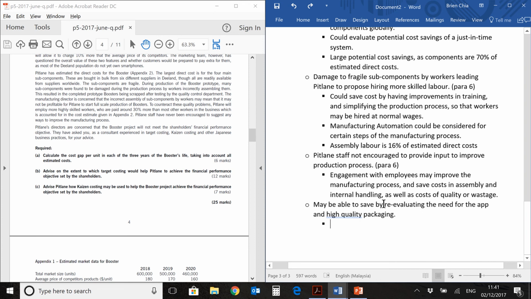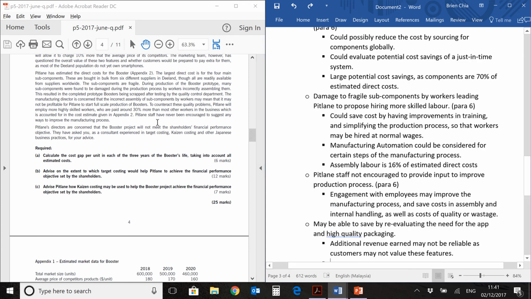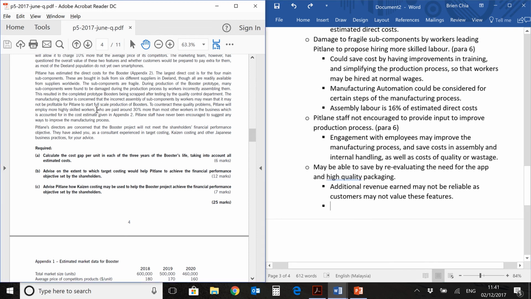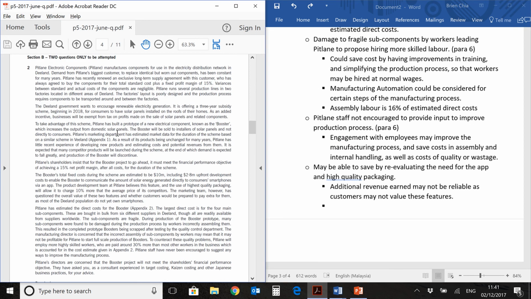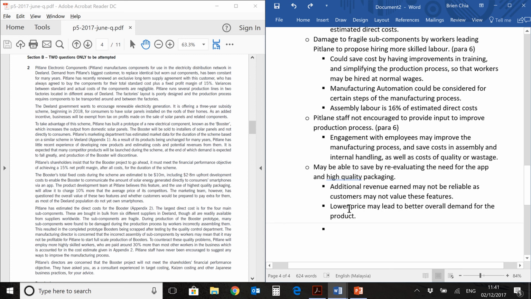And finally, we might need to reevaluate the need for the app and high quality packaging. Additional revenue earned, which they say over here is supposed to be 10% more than the estimated selling price of the competitors over here. And this figure may not be reliable as customers may not value these features, and this has been stated by the marketing team. They have questioned the value of these features. So a lower price point, that means you are on par with your competitors or even cheaper, may lead to better overall demand for the product. So this will help achieve our financial objective even better.